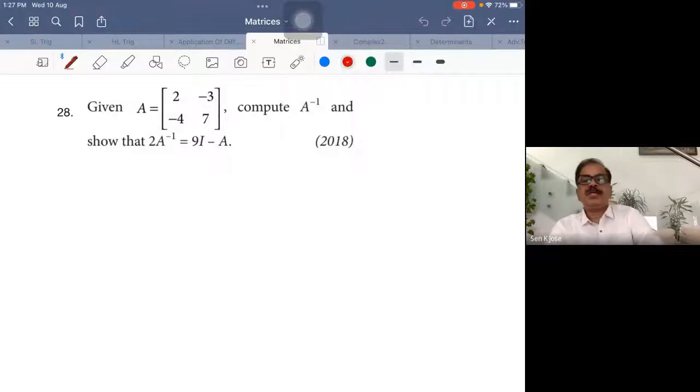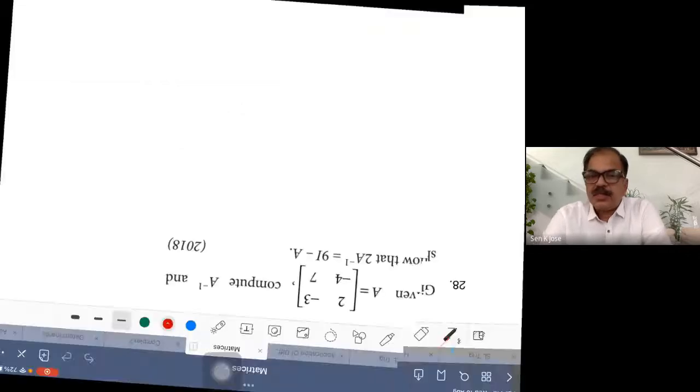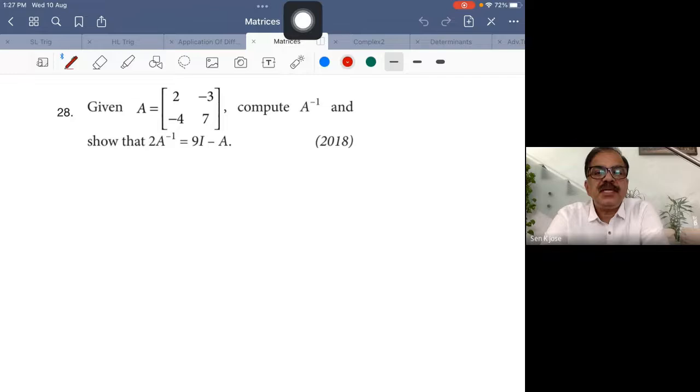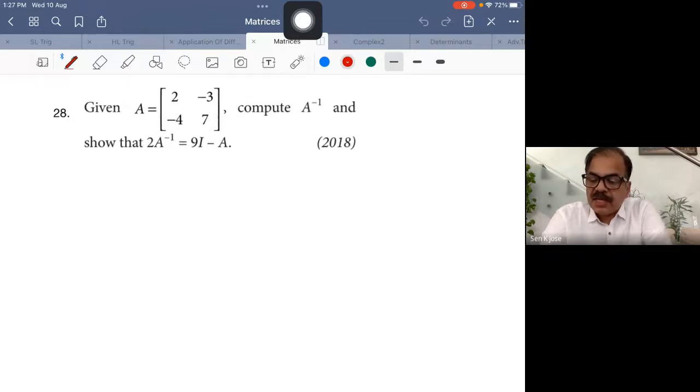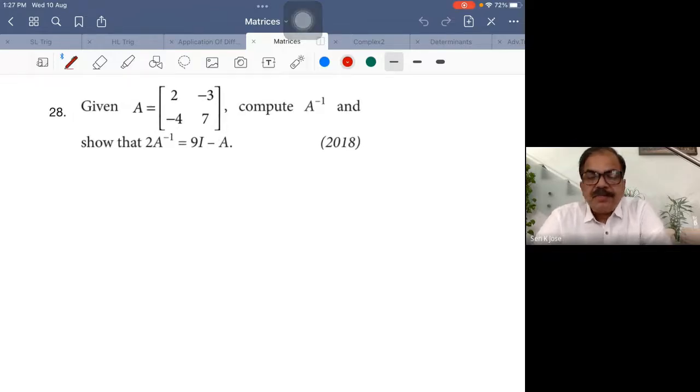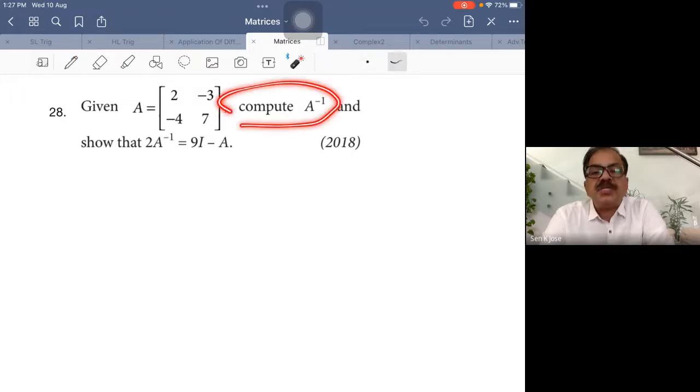This is a continuation of the review questions on matrices and determinants. So this is question 28. 27 was the last we did. Here we have a matrix A given to us. The question says compute A inverse. So the first part of the question is to find A inverse. We are just trying to find out A inverse. And then you have a verification part as well.